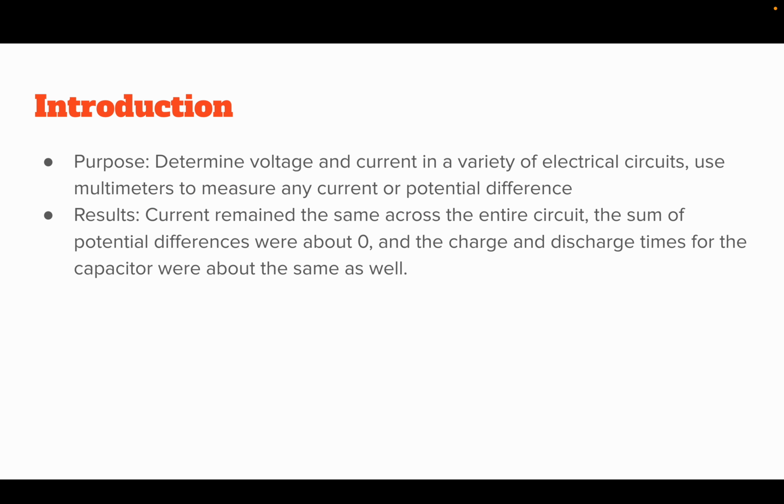So, quick introduction. The purpose of this lab was to determine the voltage and current in a variety of electrical circuits and then use multimeters to measure any kind of current or potential difference in those circuits. Some of the results that we got from this experiment were that the current remained the same throughout the entire circuit. The sum of potential differences were all about zero, just some tiny errors. And the charge and discharge times for the capacitor were also about the same.